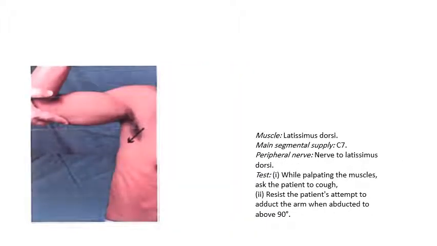Latissimus dorsi receives segmental supply from C6, 7, and 8, and the peripheral nerve is the nerve to latissimus dorsi, or thoracodorsal nerve. Now, there are two methods to test latissimus dorsi. The first is by palpating the muscle while asking the patient to cough, and the second is by resisting the patient's attempt to adduct the arm when it is abducted to above 90 degrees.